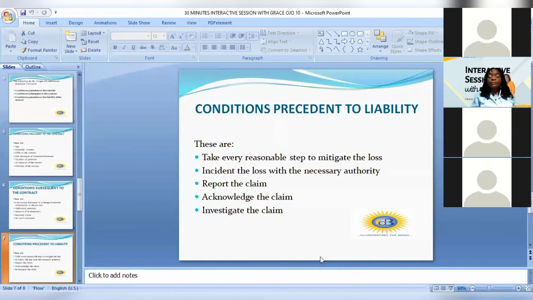Okay, thank you very much for the wonderful presentation. My question is on conditions precedent to liability. Yes, you said that somebody should take every reasonable step to mitigate the loss. Yes, sir. I want to give an example of what happened on our road during this period of time.